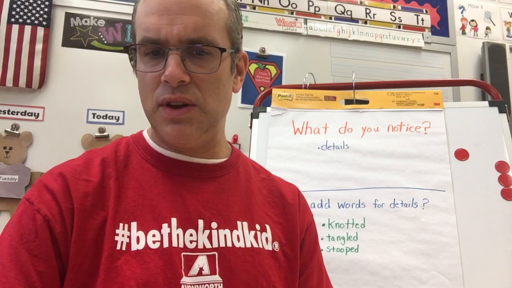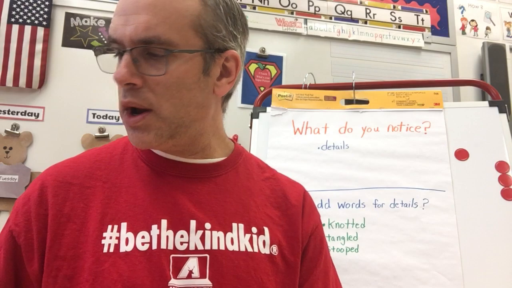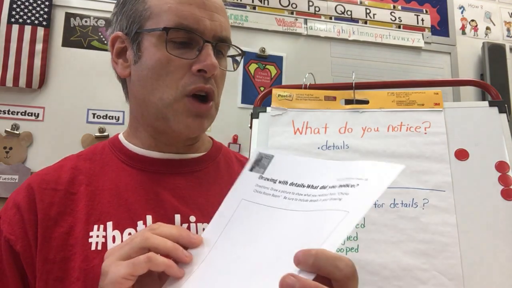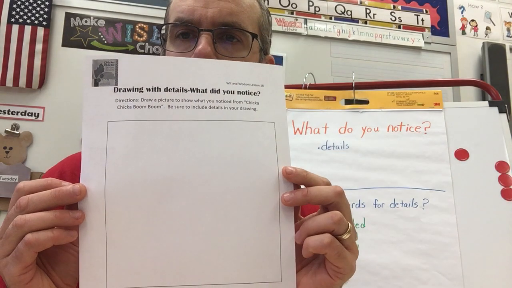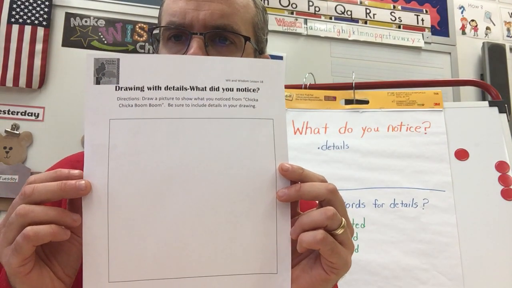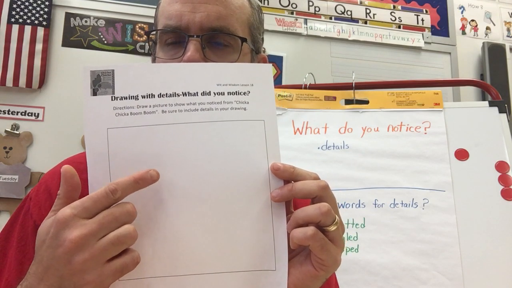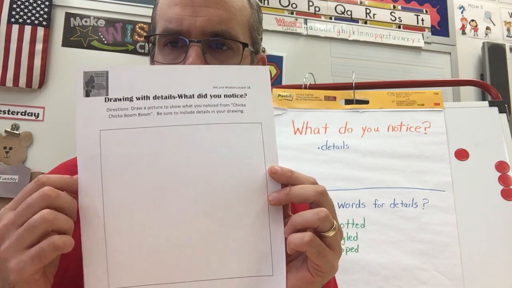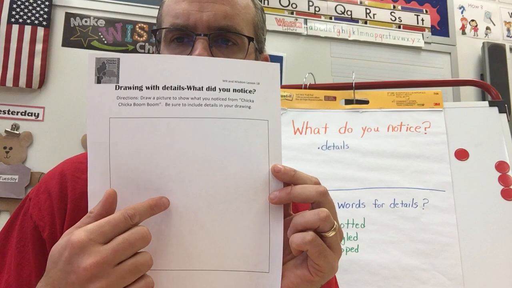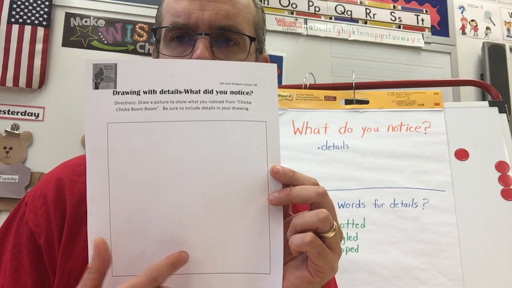Today I have 2 activities for you to complete. One of them is, what did you notice? Drawing with details. I want you to draw a picture to show what you noticed in the story Chicka Chicka Boom Boom. Be sure to add details to your drawing. Okay, if you draw the coconut tree, make sure you add the details of the coconuts, all right? If you're going to do some of the letters together, make sure you draw an uppercase and a lowercase letter together, all right?